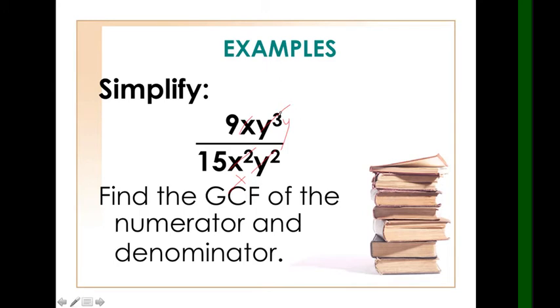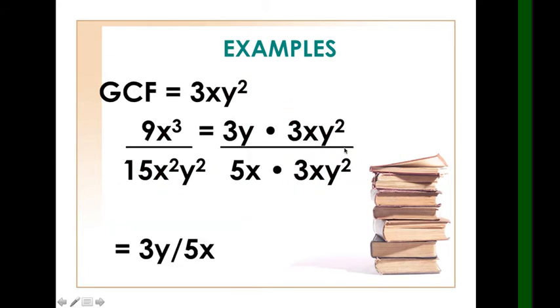Where the highest exponent is, that is where the letter goes. If it is in the denominator, the letter goes in the denominator, just like this one. And then 9 and 15, we can divide them both by 3, right? So this will become 3, and this will become 5. For the final answer, we have 3y over 5x. So that's our final answer for this example.